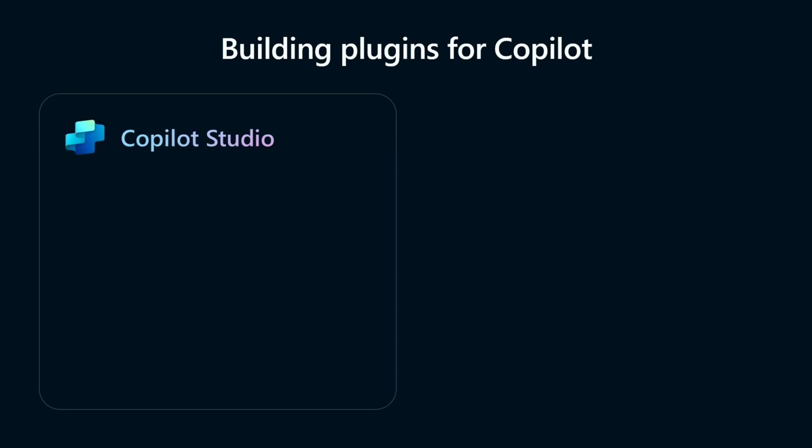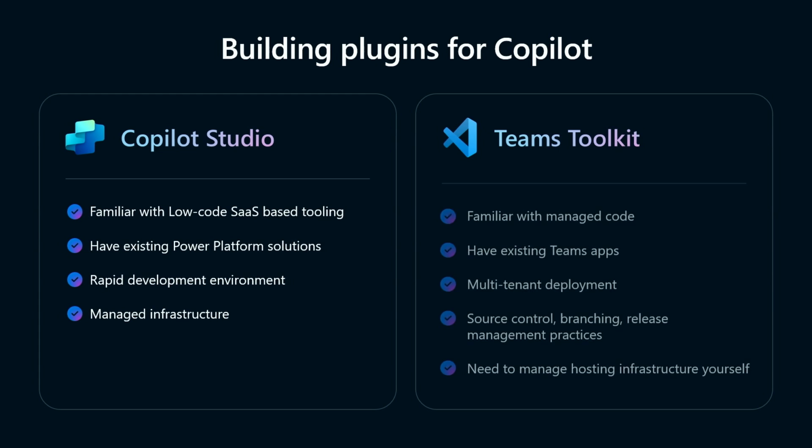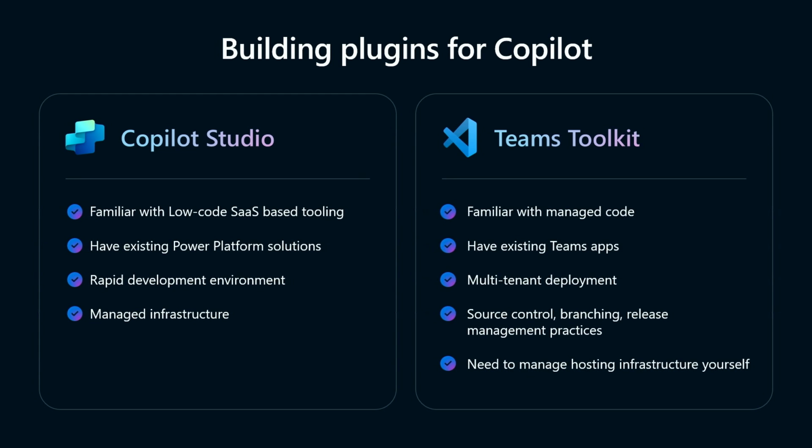Now, there are two ways you can build plugins, as has been mentioned before. First is Copilot Studio, and then there is Teams Toolkit and Visual Studio Code. If you're familiar with low code, if you've used Power Apps, Power Platform, Power Automate, Power Platform connectors, then Copilot Studio is probably the best place for you to start because you can take advantage of those things and wrap those in plugins and deploy them into Copilot. It is a rapid developer environment, and another benefit of Copilot Studio is that it's managed infrastructure on your behalf.